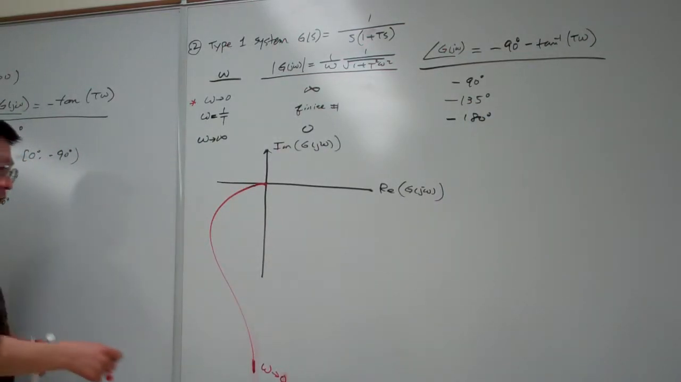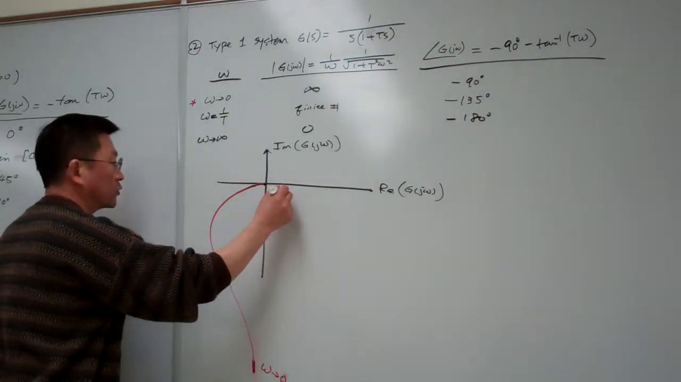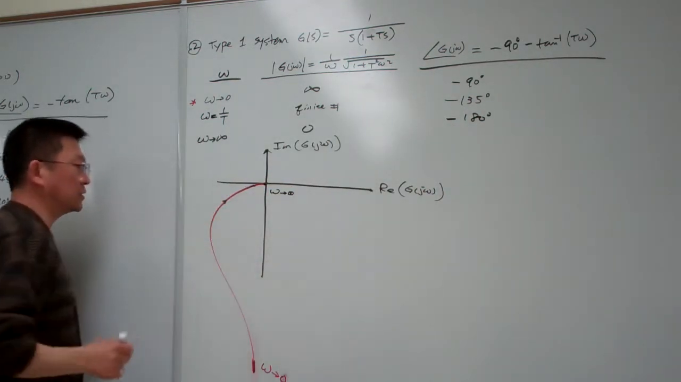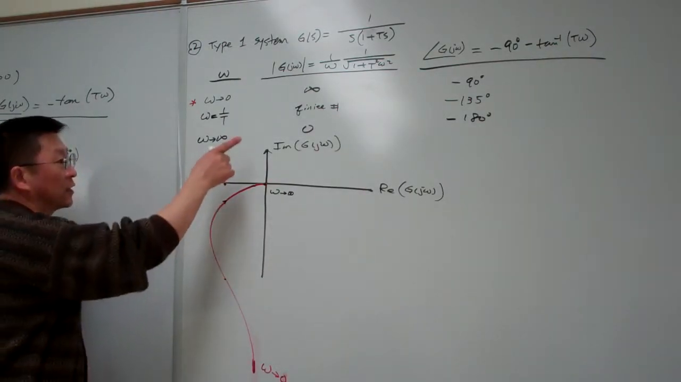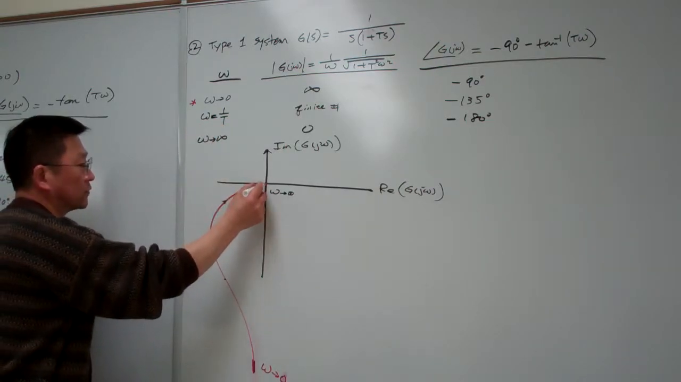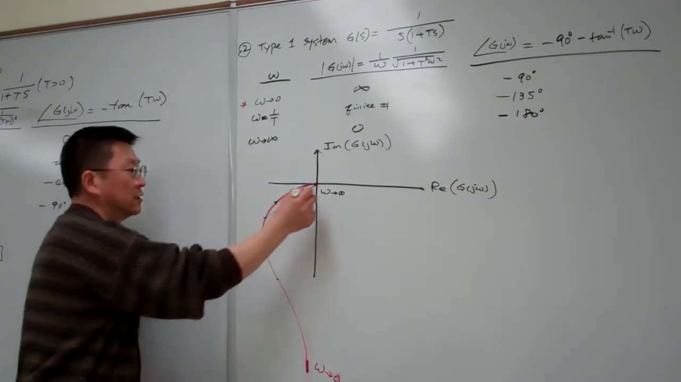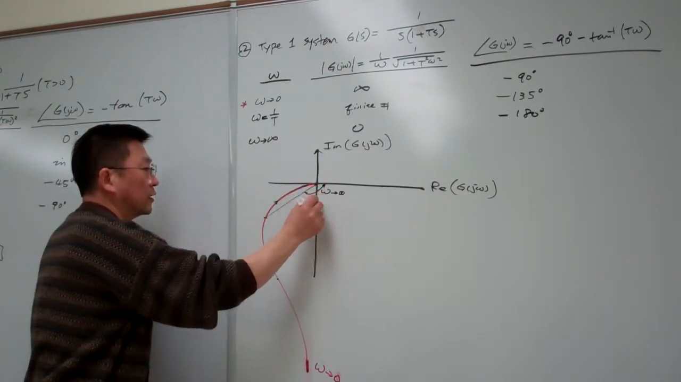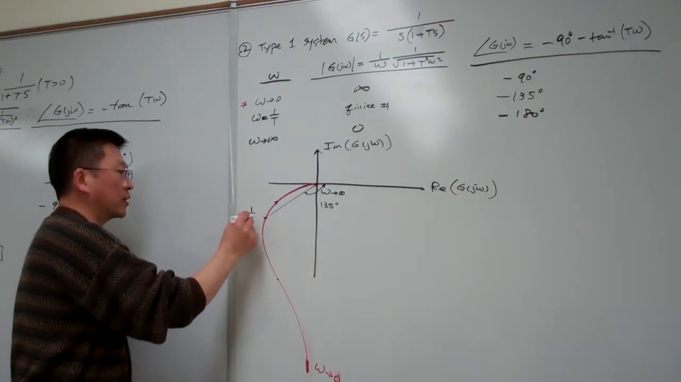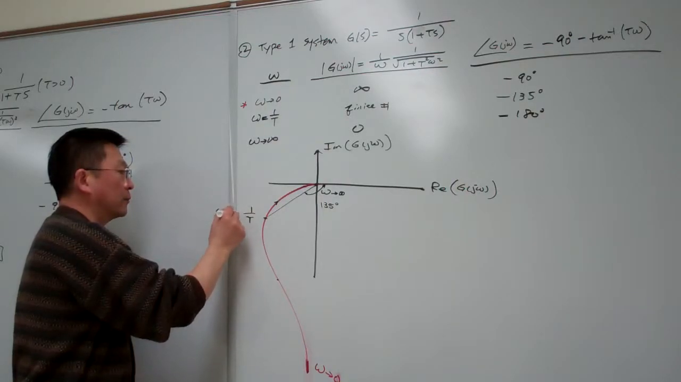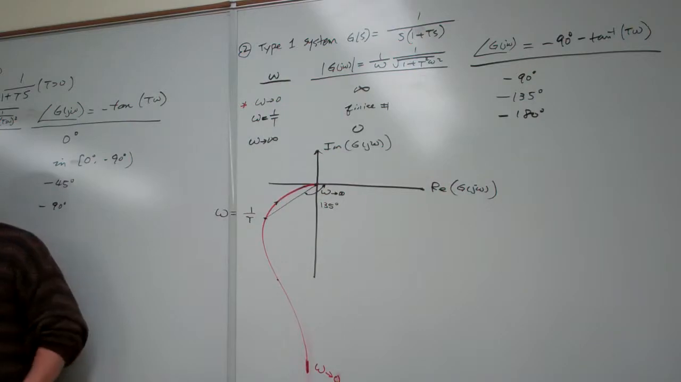Okay, so for example here, let me label it. This one is omega approaching infinity here, so that trend is in this direction. You might say omega equal to 1 over T is at -135. So you take the 135 here, the intersection, this angle is 135 degrees. You make the intersection, and that gives you omega equal to 1 over T. So that is here.